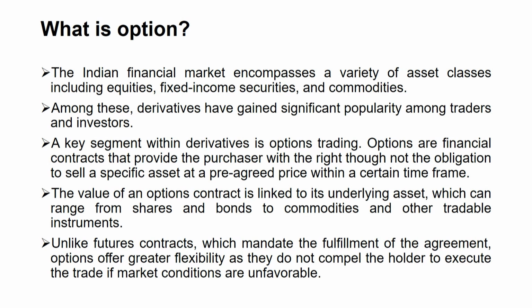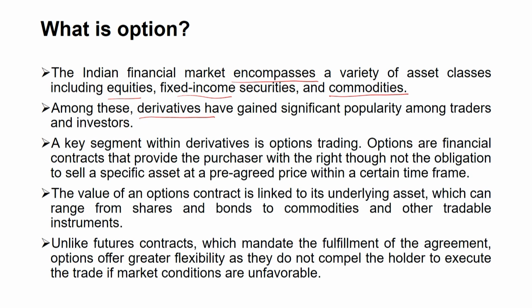They need to pay an option premium for purchasing this particular right, having no obligation in the contract. The Indian financial market encompasses a variety of asset classes, that may be equities, fixed income securities and commodities, and for trading in all these types of assets we can create derivative contracts to minimize the risk involved. Derivatives have gained significant popularity among Indian as well as global traders because of their characteristic of minimizing risk through derivative arrangements.